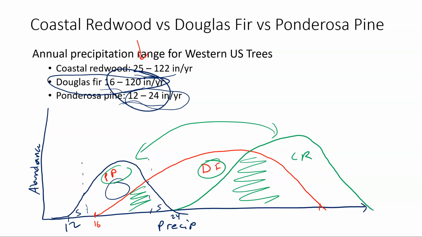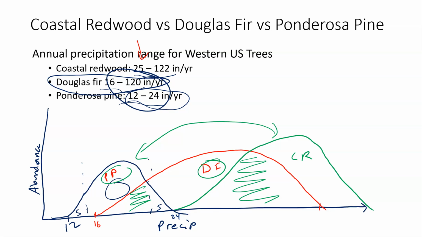Not that it's necessarily impossible for them both to survive in the same climate area. But generally speaking, coastal redwoods prefer warmer, wetter climates. Douglas firs prefer more temperate, wetter climates, right? But can tolerate a lower precipitation amount than coastal redwoods. Ponderosa pines tend to prefer our slightly drier climates. Not so dry that we turn into a semi-arid grassland or a desert, but drier than a lot of our western forests.